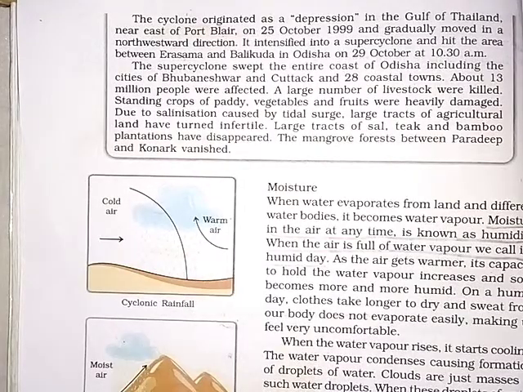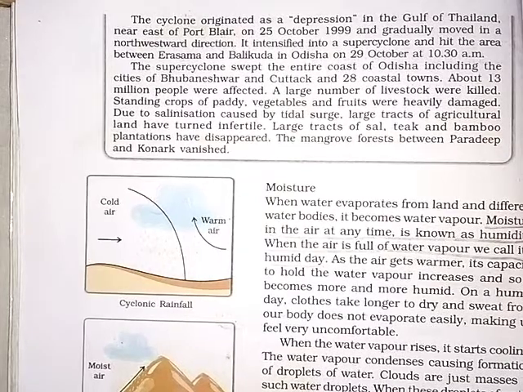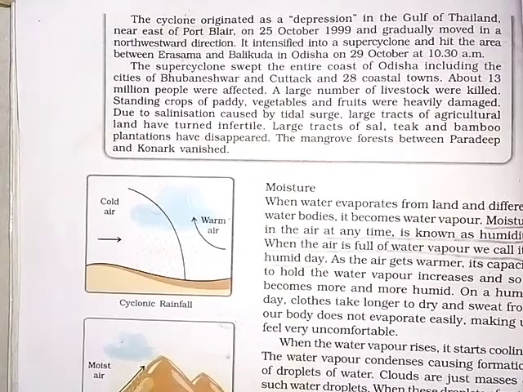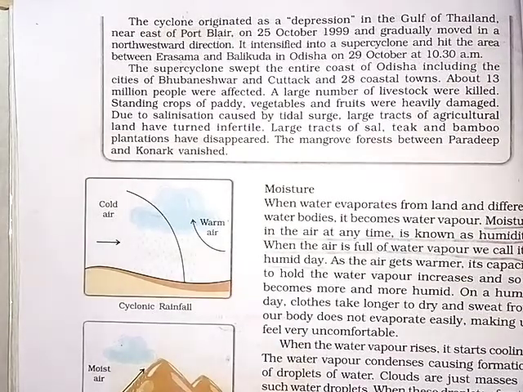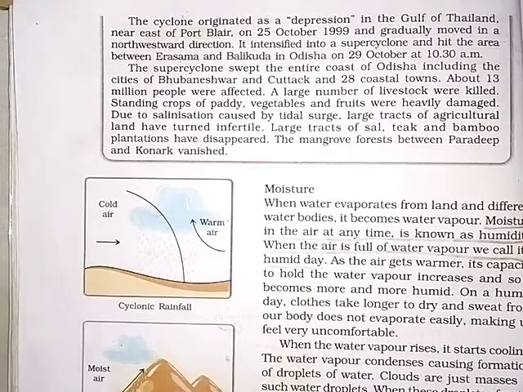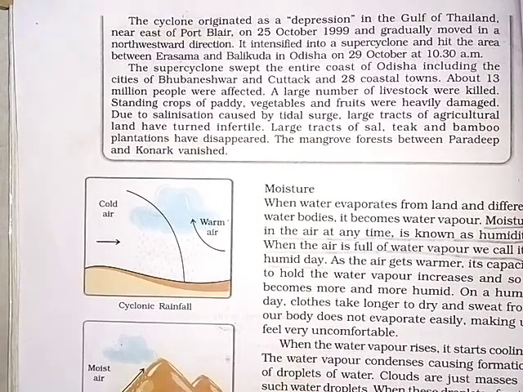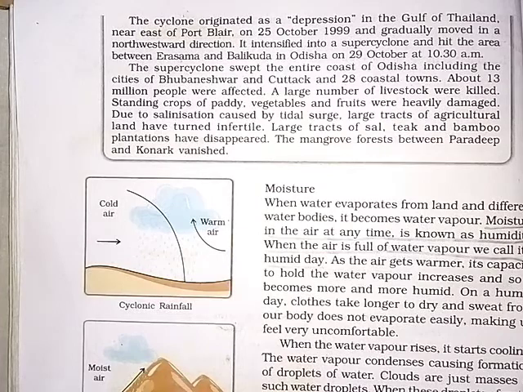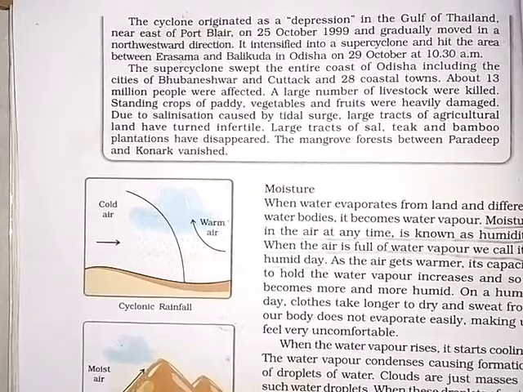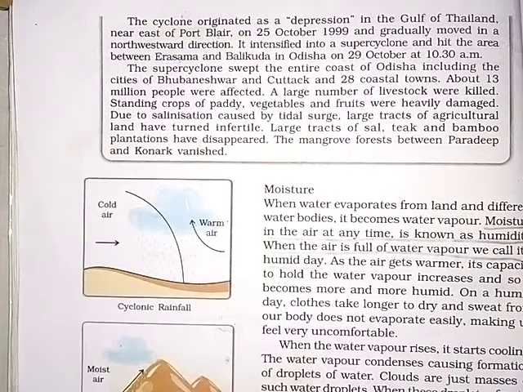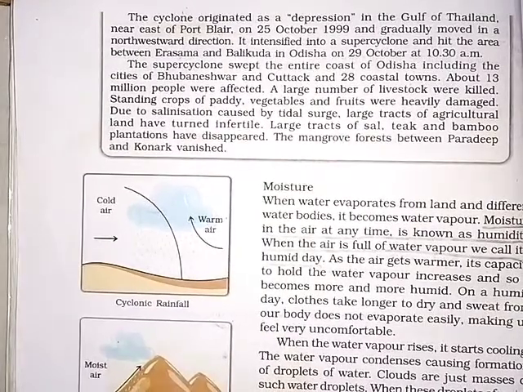The cyclone originated as a depression in the Gulf of Thailand, near east of Port Blair on 25th October 1999 and gradually moved in a northwestward direction. It intensified into a super cyclone and hit the area between Erisama and Balikuda in Odisha on 29 October at 10:30 am.